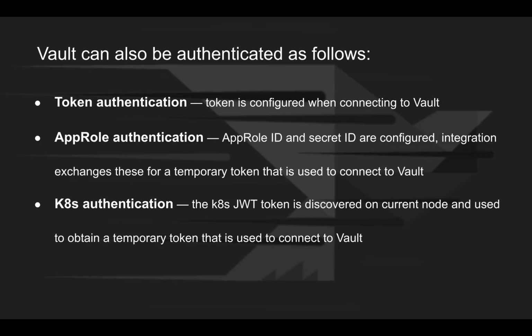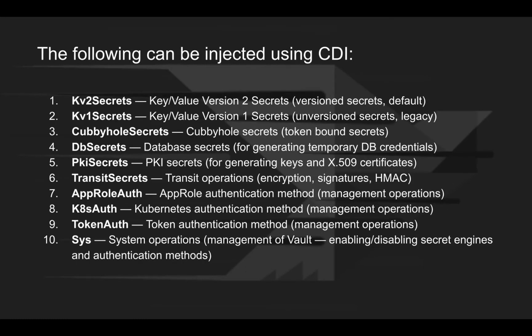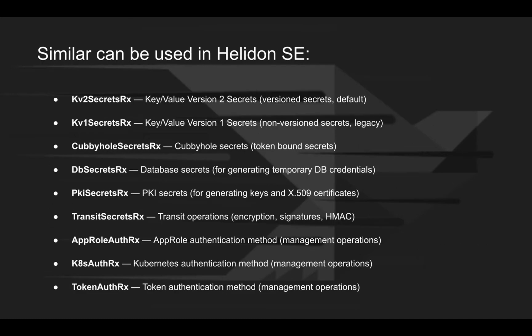Currently, Vault can be accessed by the following means: token authentication, AppRole authentication mechanisms, and Kubernetes authentication mechanisms. In this release 2.3.0, Helidon provides different classes that will ease your life working with HashiCorp Vault. The classes in this list can be directly injected by means of CDI into your code, and can be used across your applications.